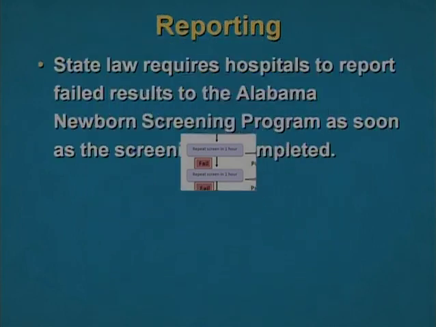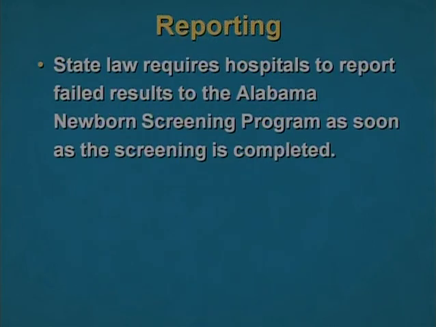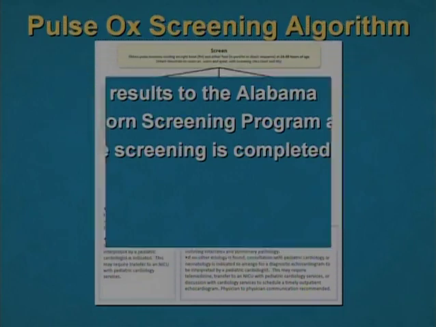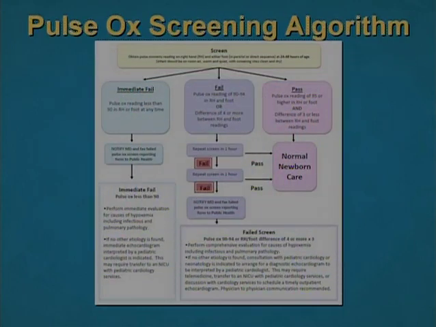And so in the middle here, you'll see the purple box. This is a failed result, which is a pulse ox reading of 90% to 94% in the right hand and foot, or a difference of 4 or more between the right hand and foot readings. So if a baby fails with the criteria mentioned, then the pulse ox screening should be repeated in 1 hour. And if the baby fails again, it should be repeated in another hour.